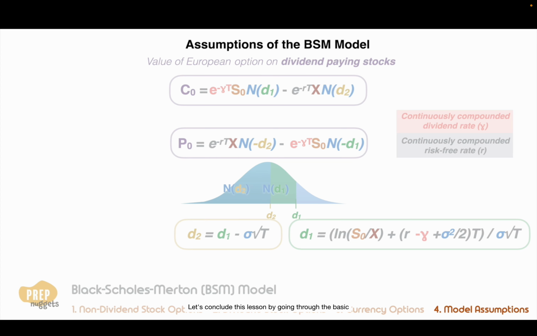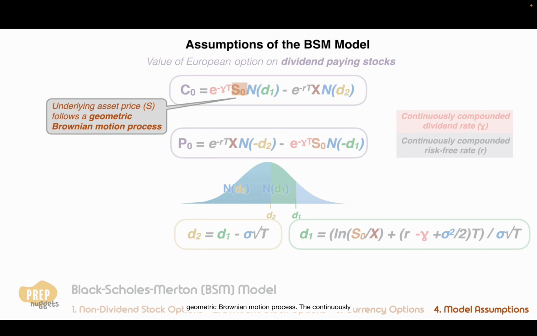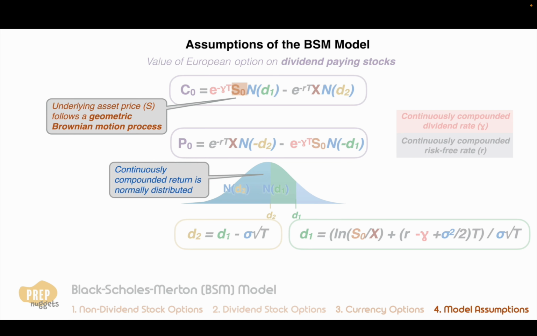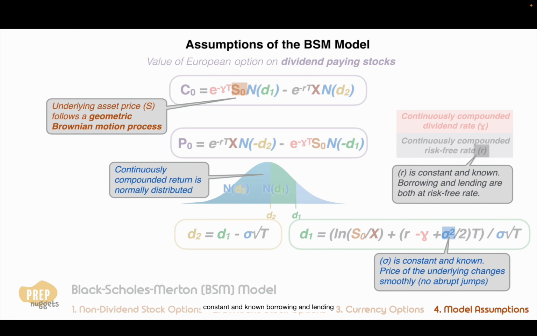Besides the principles of the BSM model, it's very important to know the assumptions underlying the BSM model. Let's conclude this lesson by going through the basic assumptions. Firstly, the underlying asset price follows a geometric Brownian motion process. The continuously compounded return is normally distributed. The volatility of the returns on the underlying asset is constant and known. Additionally, the price of the underlying changes smoothly, that is, there are no abrupt jumps in price. Also, the continuously compounded risk-free rate is constant and known. Borrowing and lending are both at the risk-free rate.